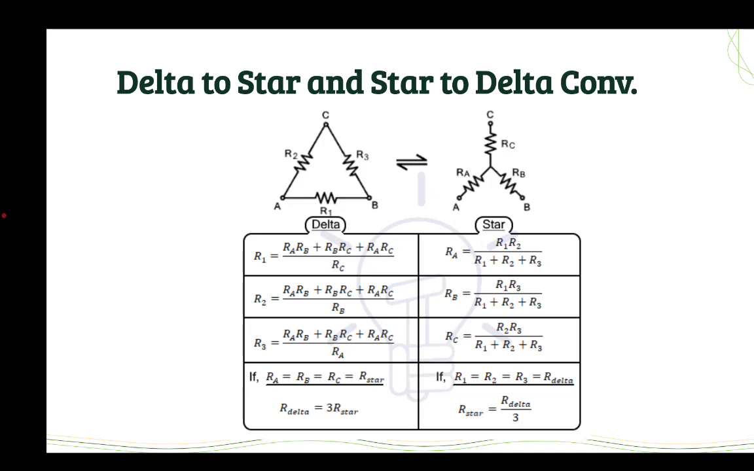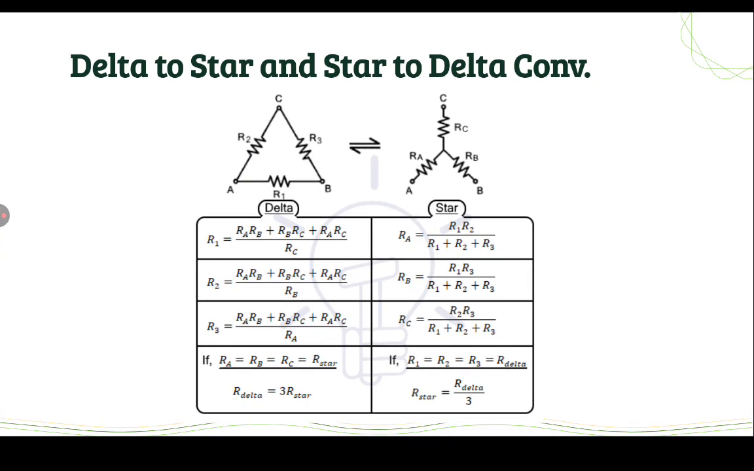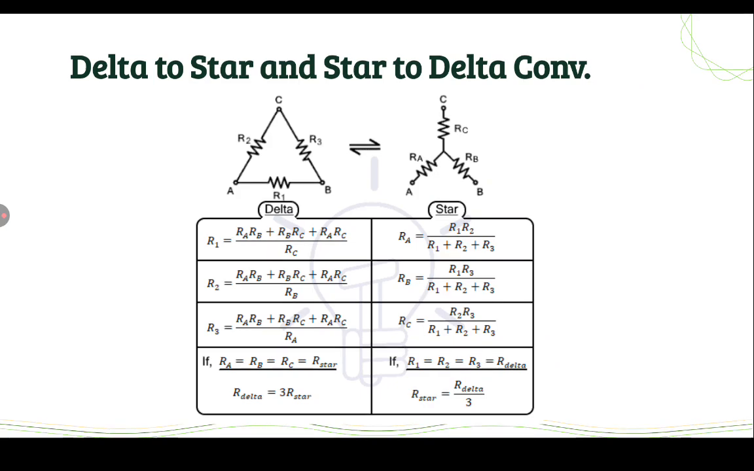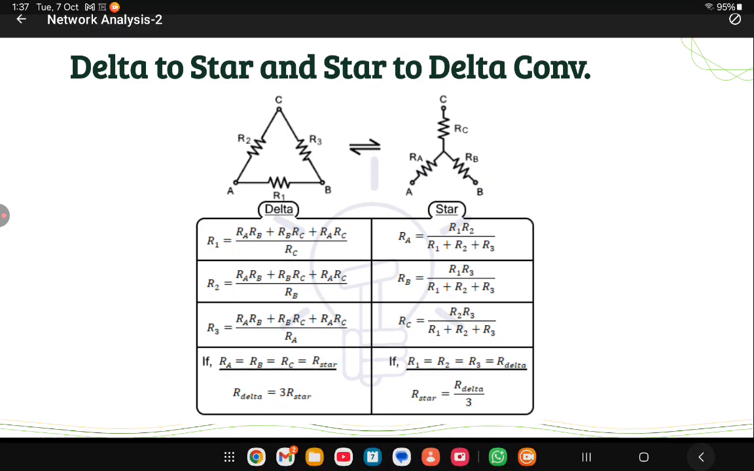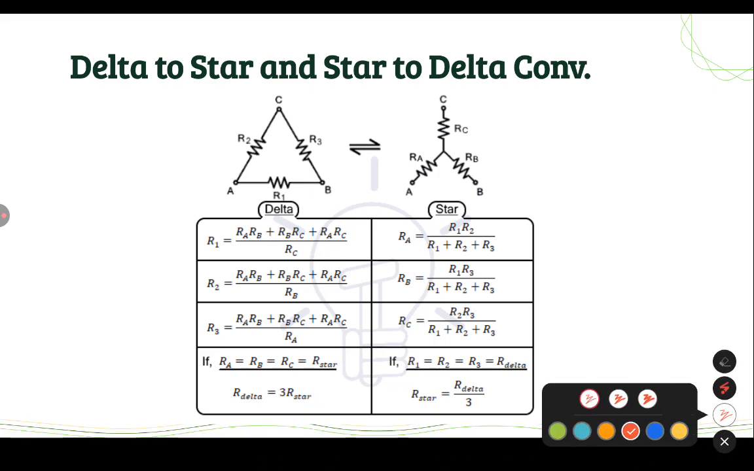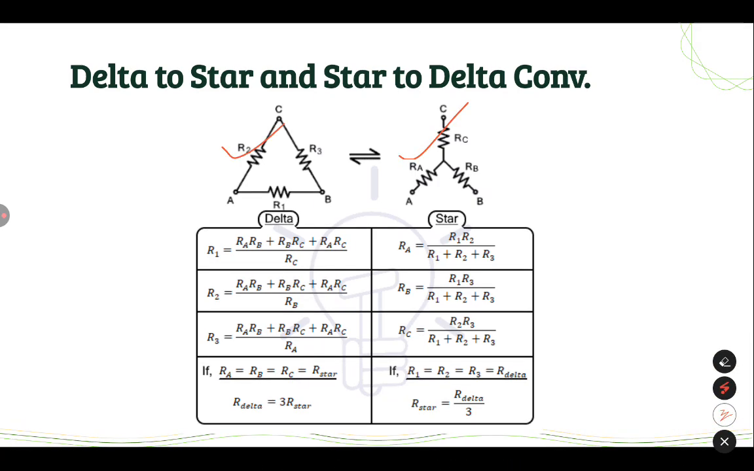In this video I am going to discuss how you can convert delta to star and star to delta conversion. Suppose this left one is a delta form and the right one is in the star form. Here this is delta actually and this is star.